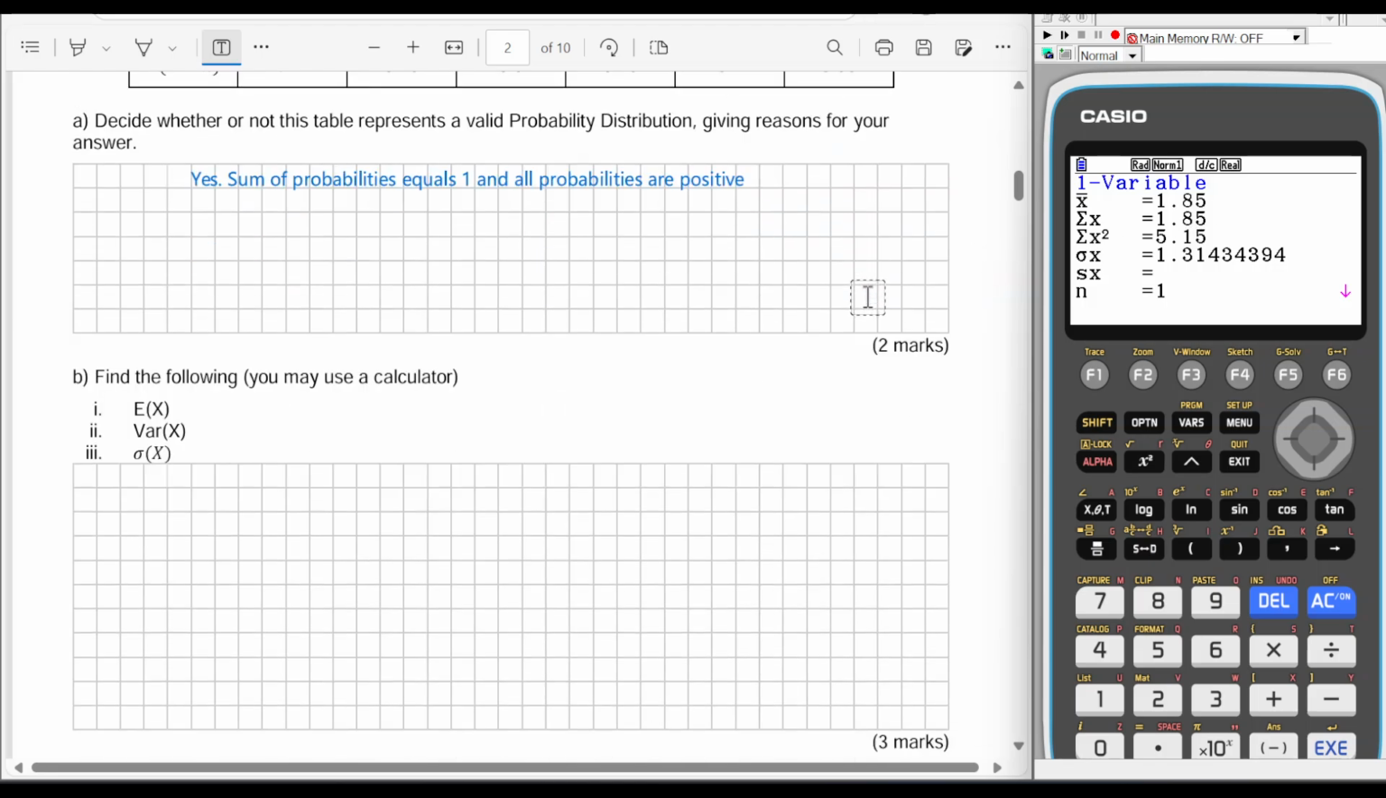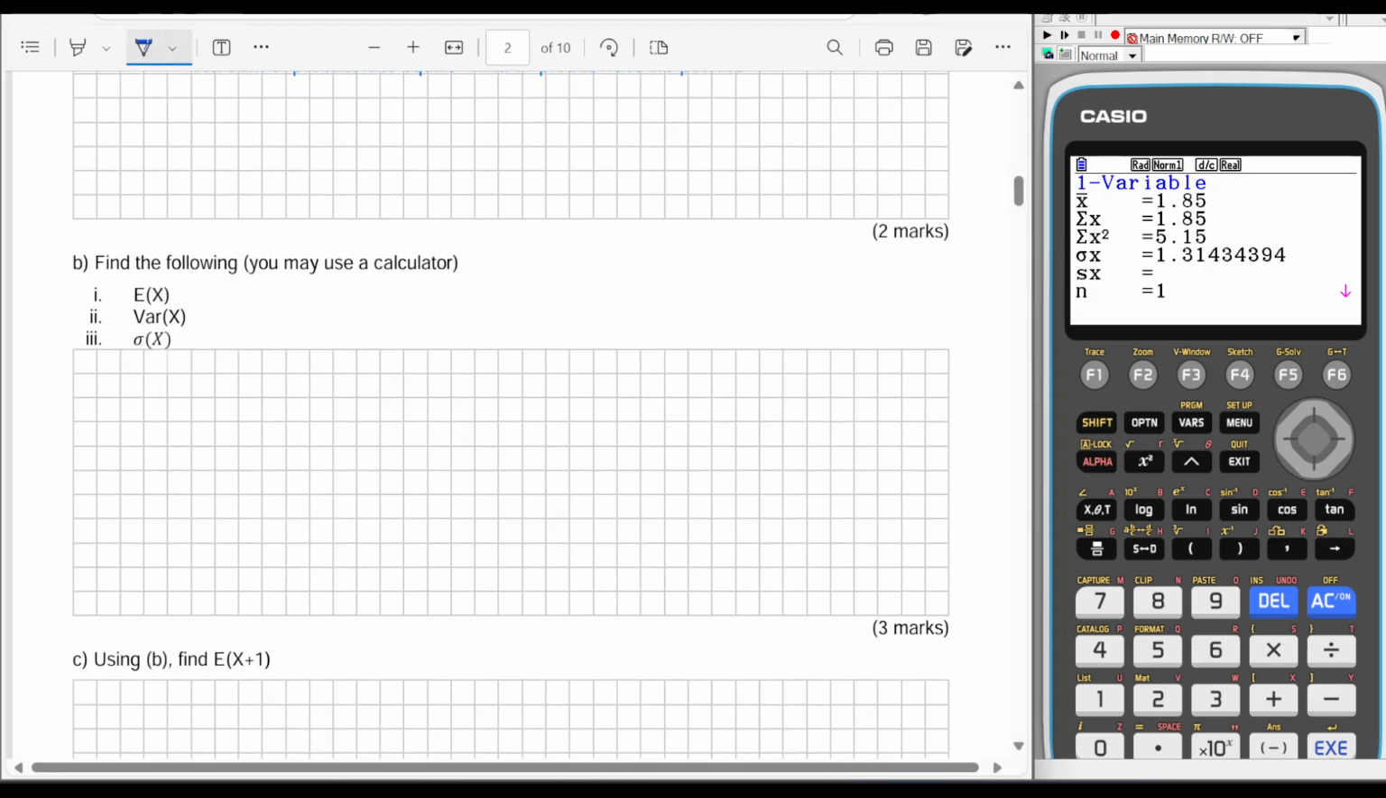So that first one there is our mean. So the mean, E of x, is 1.85. The standard deviation of x is 1.31, go 3 significant figures. And the variance is the standard deviation squared. I might just make a little note of that.